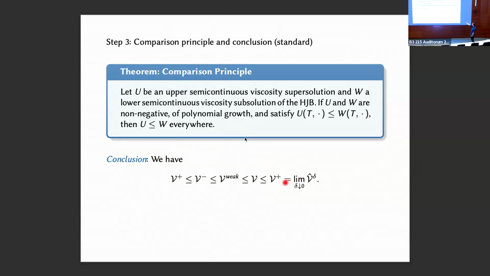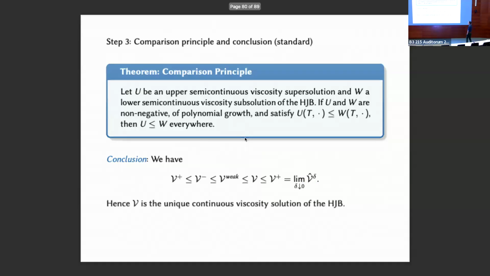Moreover, we know that the V plus, the approximation from above, is the limit of these piecewise constant ones in value, even with the auxiliary control problem. So with the Brownian motion in the filtration. What does this mean? The V plus and the V minus, they are upper and lower semi-continuous. So if they're equal, they must be continuous. So our value function is continuous.